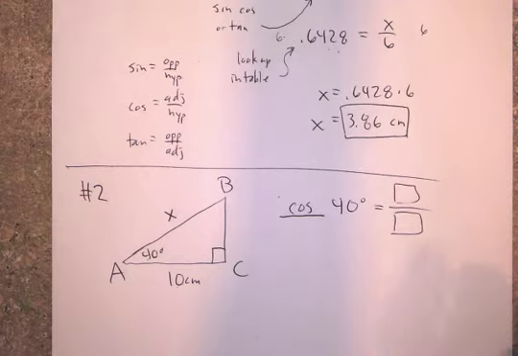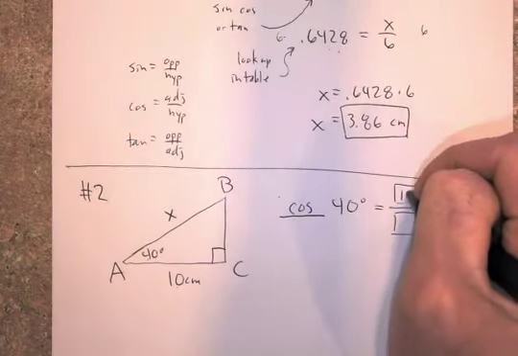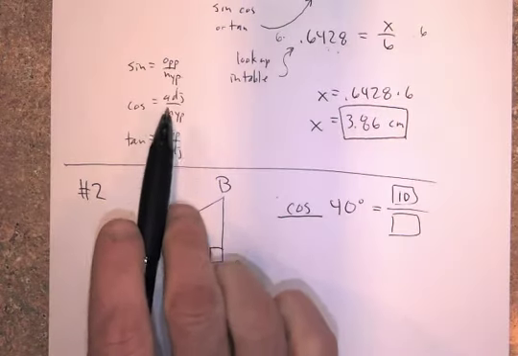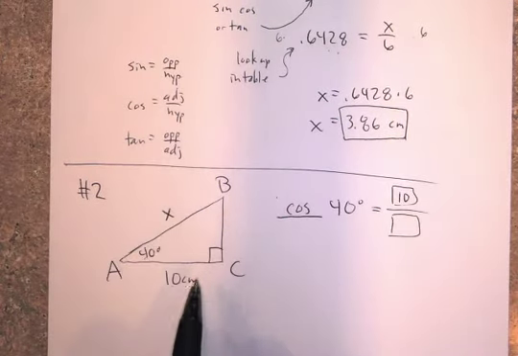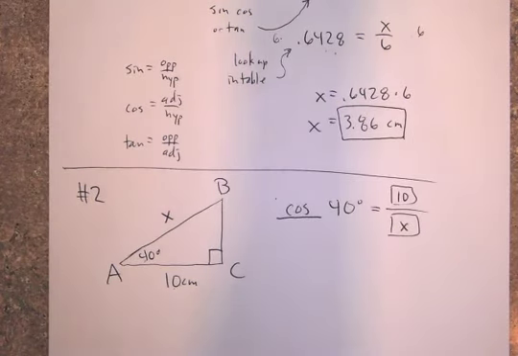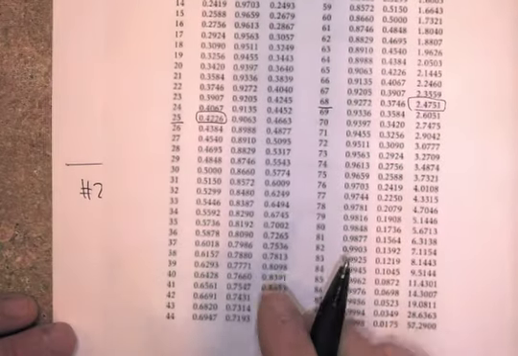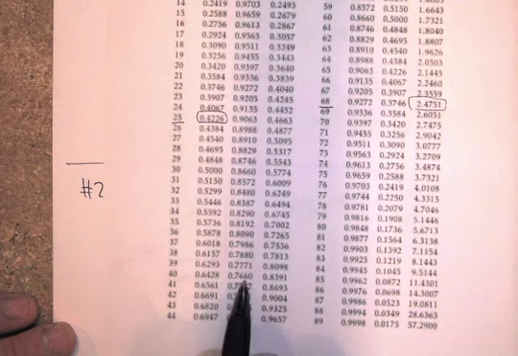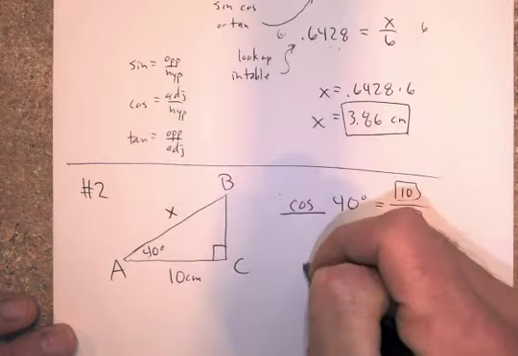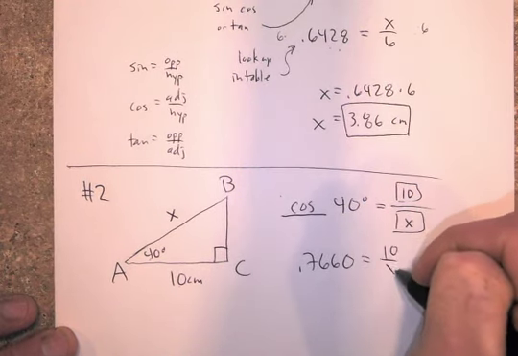All right, cos 40. It equals adjacent over hypotenuse, so that means the 10 goes on top this time. That's the adjacent. And the hypotenuse is the x. All right, that's a setup. Next step is look up cos 40 in your trig table. Go down to 40 degrees, sine here, cos here, 0.7660 equals 10 over x.